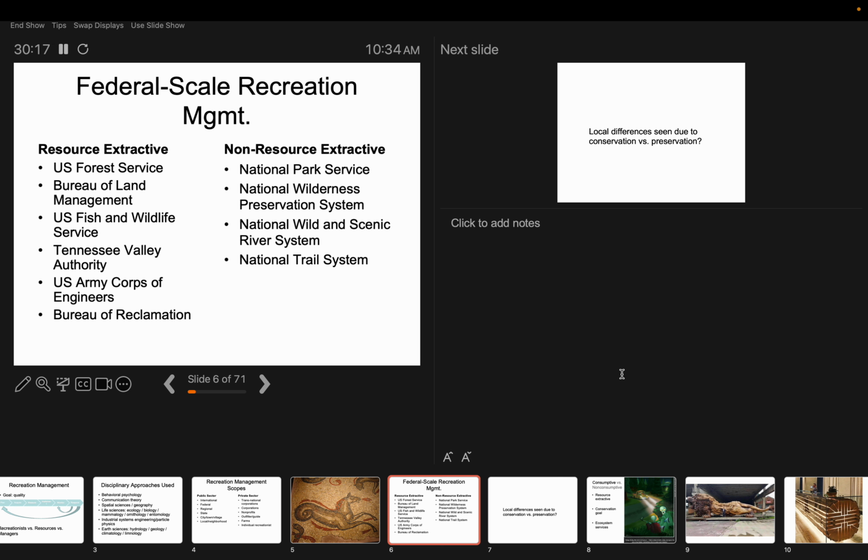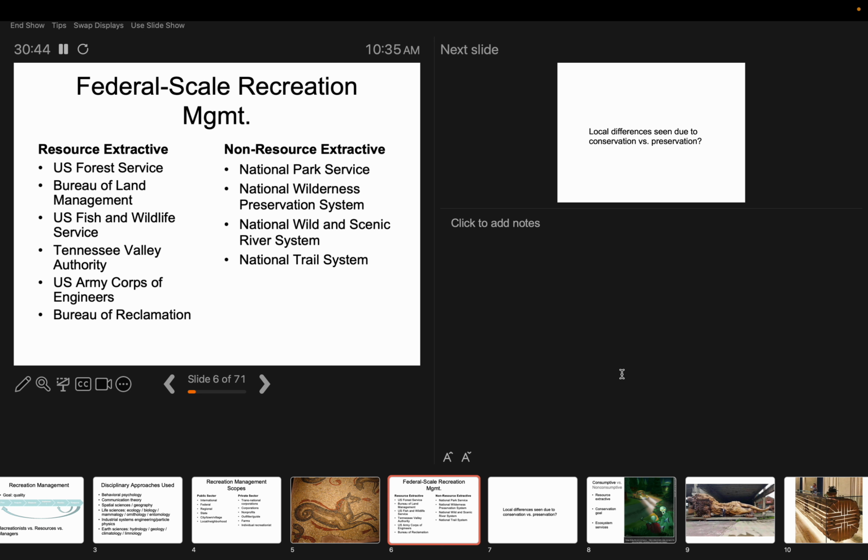So another way to say this might be a conservation-based approach where resource extraction is okay as long as it's sustainable, right? We have this utilitarian mindset of the greatest good for the most people for the longest period of time. We need forests to produce timber into perpetuity, forever, right? There's nothing wrong with that as long as it's well managed. We have a lot of ideas about that in the forestry department here, right?